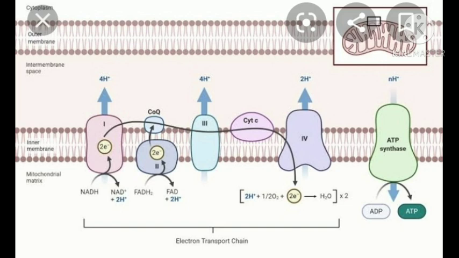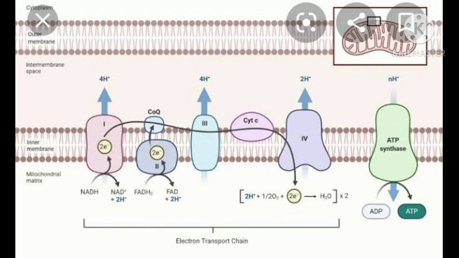Unlike photophosphorylation, where it is the light energy that is utilized for the production of the proton gradient, in respiration it is the energy of oxidation-reduction that is utilized for the same process. It is for this reason that the process is called oxidative phosphorylation.